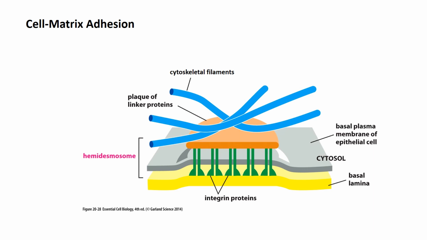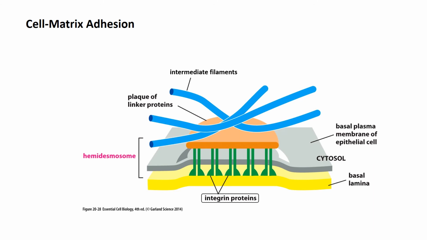Let's transition to cell-to-matrix associations. Cell-to-matrix associations occur in one of two different ways. Here we see an image of a hemidesmosome linking integrin proteins to cytoskeletal elements. In the case of a hemidesmosome, the cytoskeletal element involved are intermediate filaments.